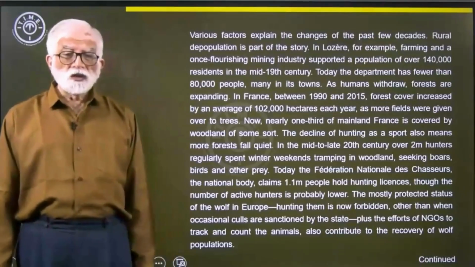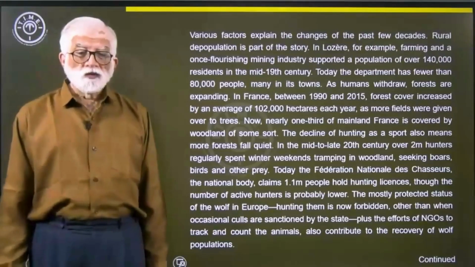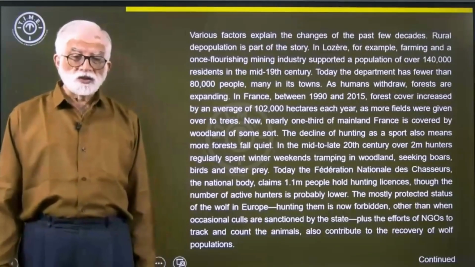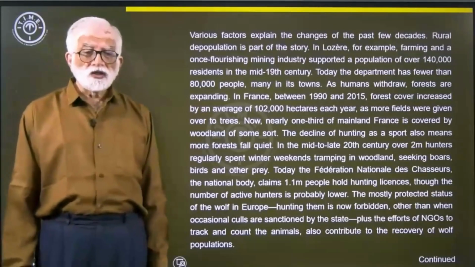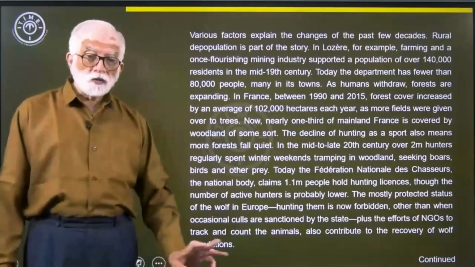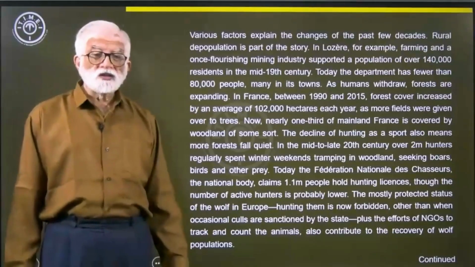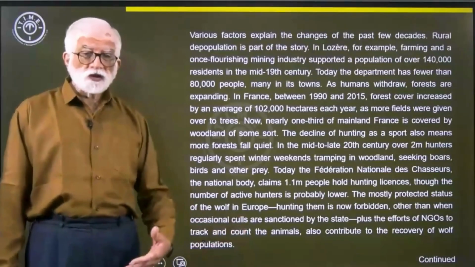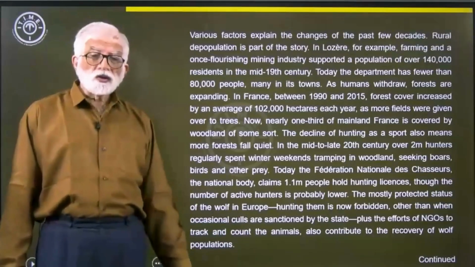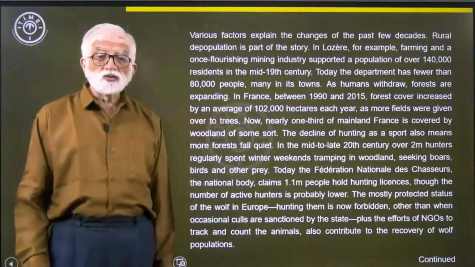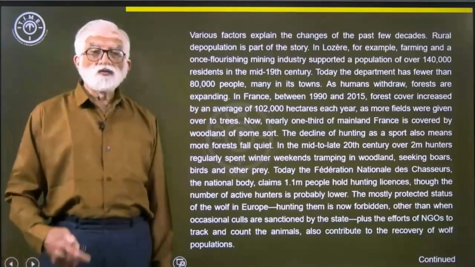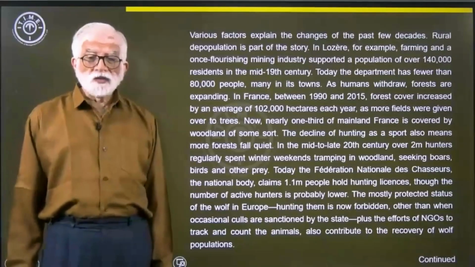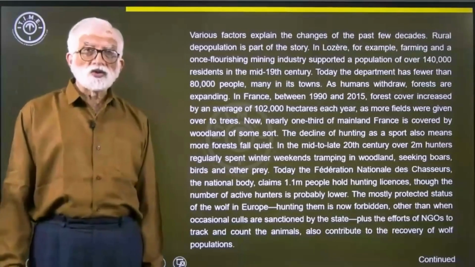In France, between 1990 and 2015, forest cover increased by an average of 102,000 hectares each year as more fields were given over to trees. Now that, for environmentalists or for people who are actually interested in restoring nature, is good news, isn't it? Which means forests are expanding again. Now, nearly 1/3 of mainland France is covered by woodland of some sort.